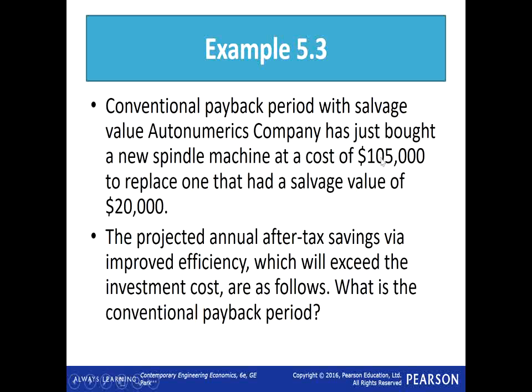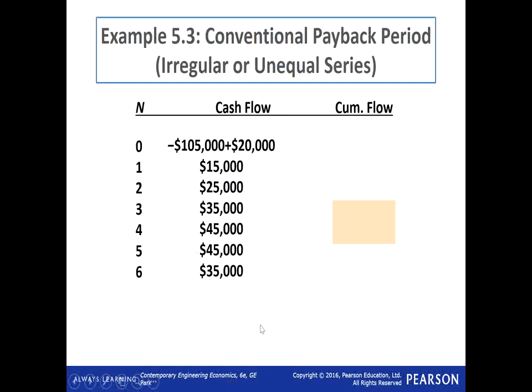If so, how much will your net cash flow be in year 0? It will be what you are spending plus the money you will get from the old machine. Very important information. The projected annual after-tax savings via improved efficiency, which will exceed this investment cost, are given. You can also see it on page number 241. This example is there. So what is the conventional payback period? This is the same information given in the previous example.